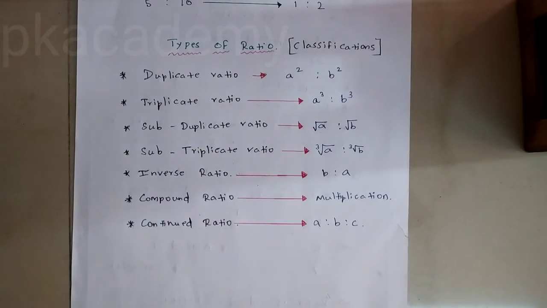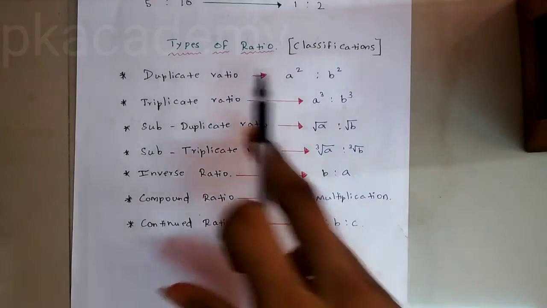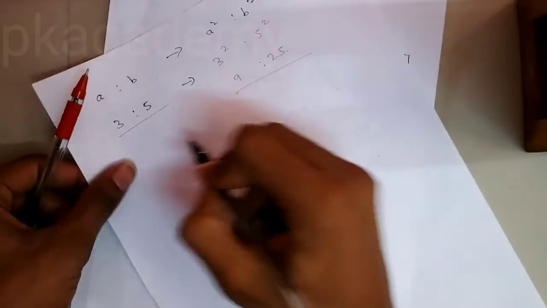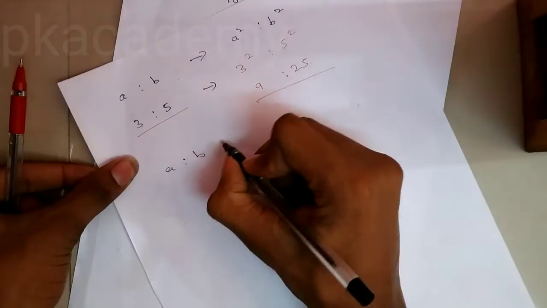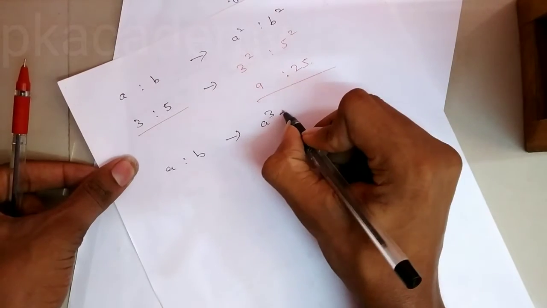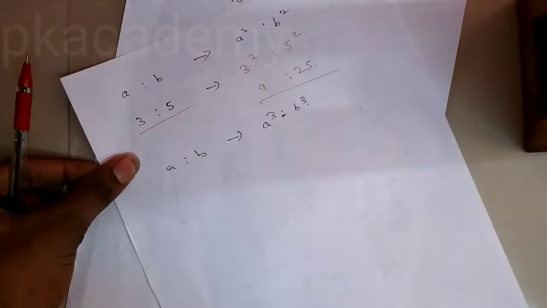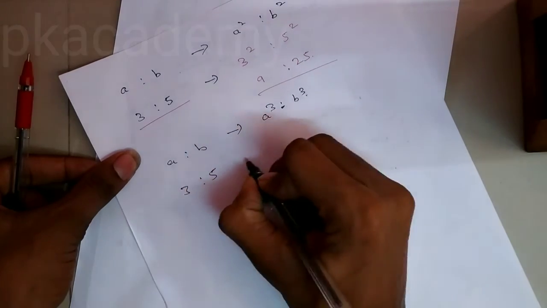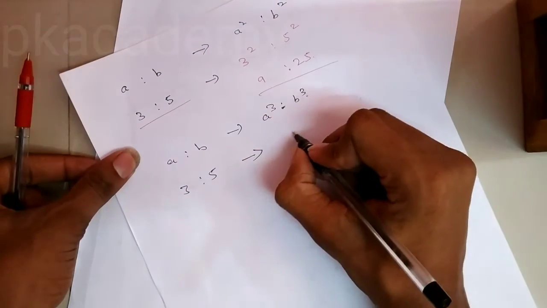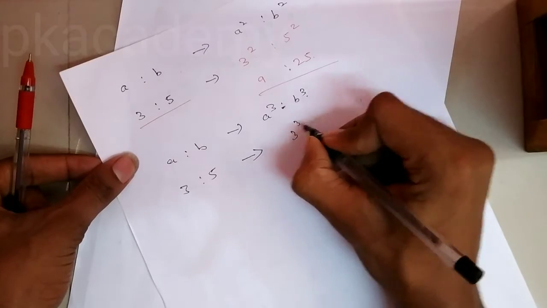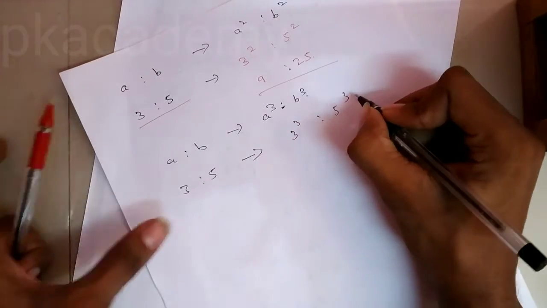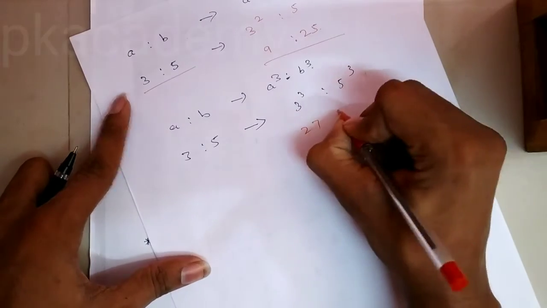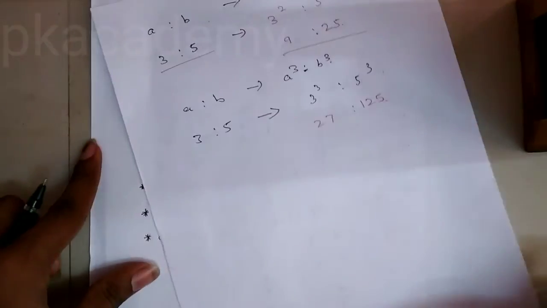And the next thing is triplicate ratio. Like duplicate ratio, triplicate ratio means cube. So if they give a is to b, we write it as a cube is to b cube. For example, if they give the same numbers 3:5, when we convert it into triplicate ratio, it becomes 3 cube is to 5 cube, which is 27 is to 125. Okay.